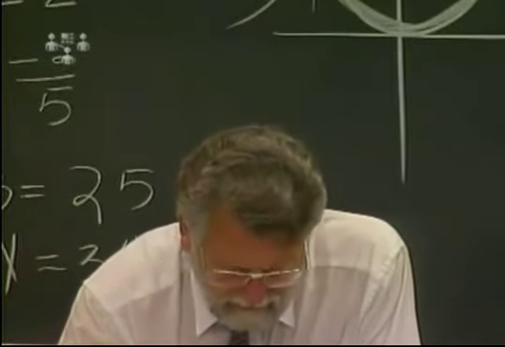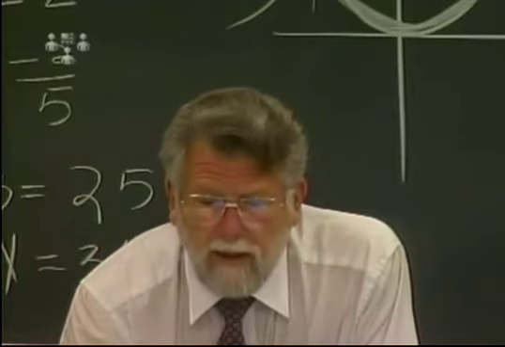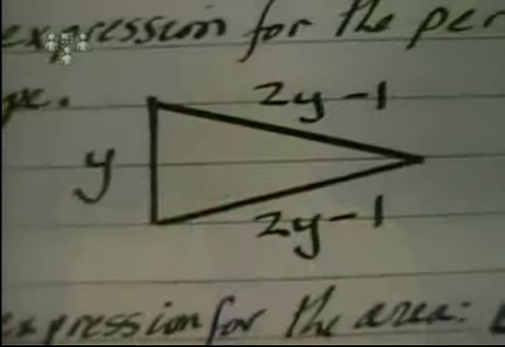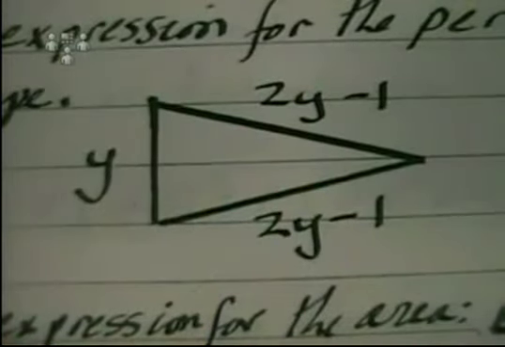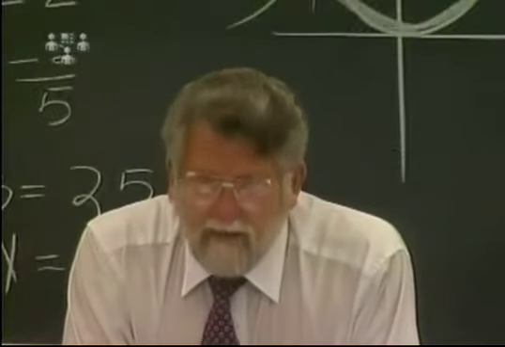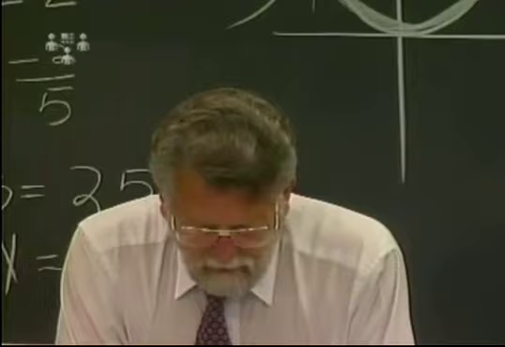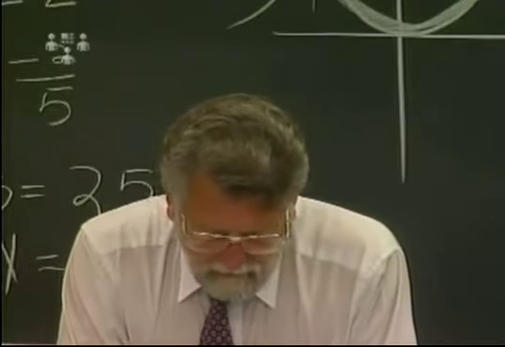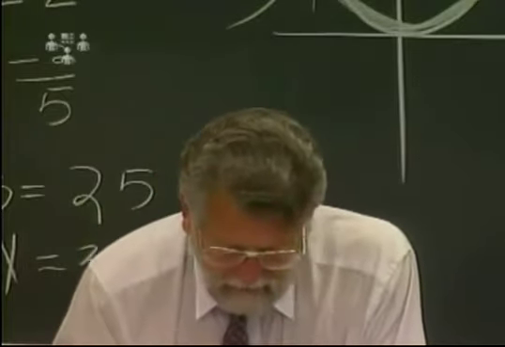Now, there was another one related to it. This was the perimeter of this figure. A triangle, an isosceles triangle. And so you just added the 3 sides, 2y minus 1 plus 2y minus 1 plus y. I hope that seems a lot easier now than it did then. Okay? So that was number either 12 or 13, one of those two.